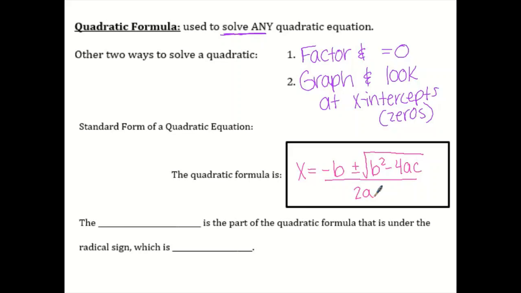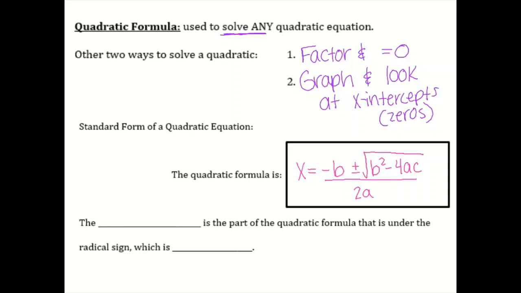So make sure you have that copied down. X equals negative b plus or minus the square root of b squared minus 4ac all over 2a. It's a mouthful. There's lots of videos on YouTube to help you memorize it. You're going to need to know that, okay? But we're going to break it into some parts. So this is our whole quadratic formula.